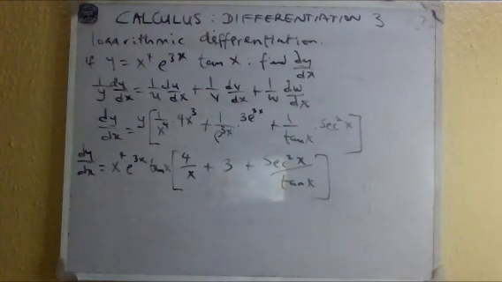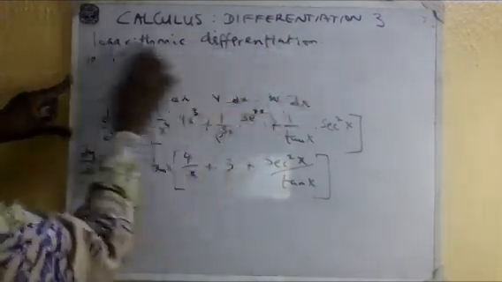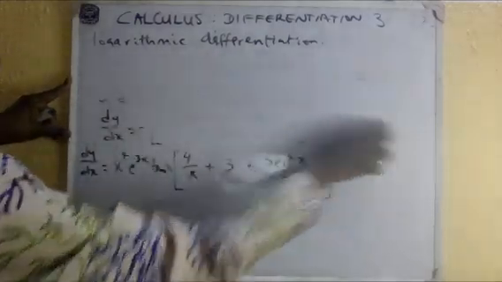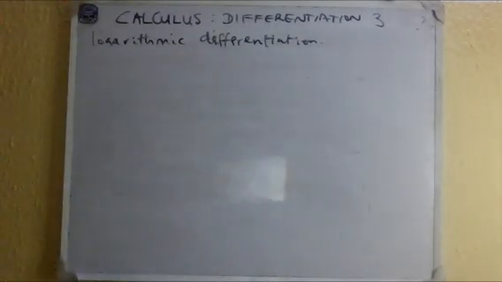Can we try one more before we go to implicit functions? For the sake of repetition and a sense of different formats, logarithmic equation differentiation, let's try different formats. This time around, we're going to be having minus. Practice makes perfect. I advise you to practice.